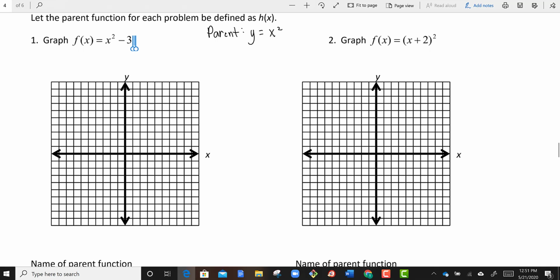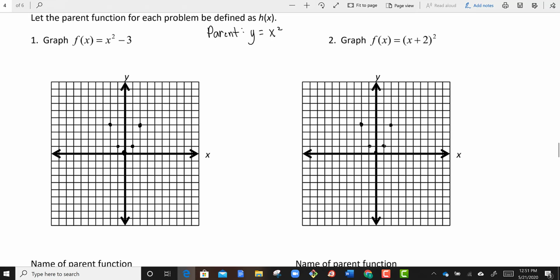At this point, hopefully you know the 5 key points for y equals x squared are (0, 0), (1, 1), because when you square 1, you get 1, and (2, 4), because when you square 2, you get 4. And since there's symmetry to a parabola, we're going to have points on the reflected side of the y-axis. So again, this is the parent function that we're ultimately shifting on number 1 and number 2.